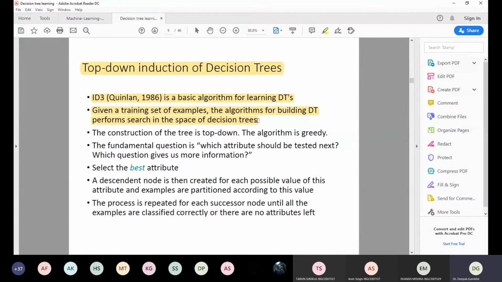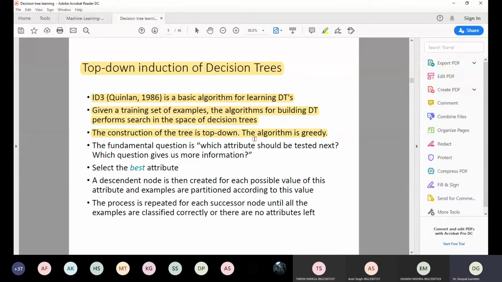The construction of the tree is top to down, which is already known to you, and the algorithm is greedy. Greedy in the sense that once it knows that the outlook is sunny and the humidity is high, it will automatically check humidity. It will not check the temperature, whether it is warm or not. Isn't it, as we have seen in the previous example?